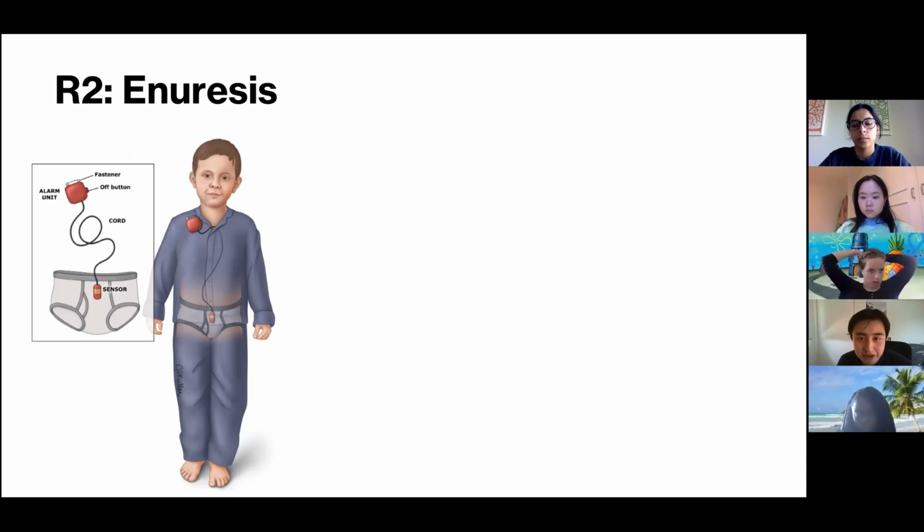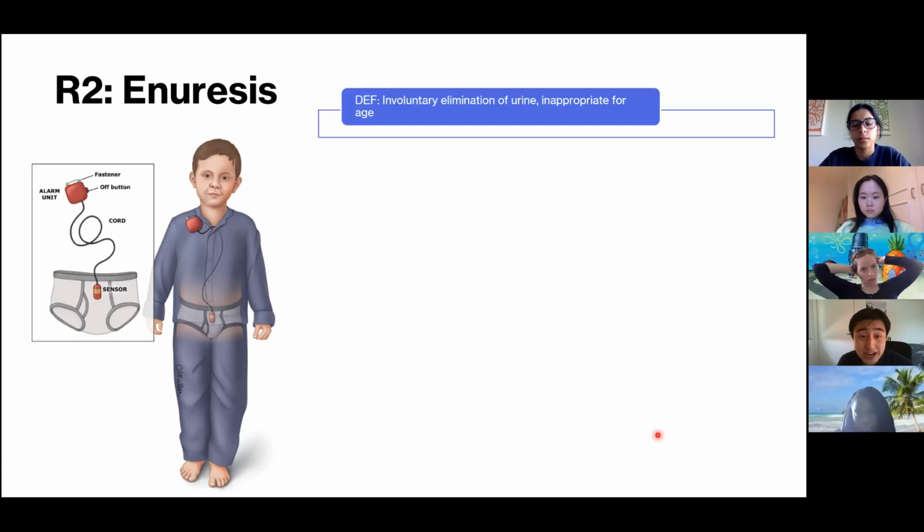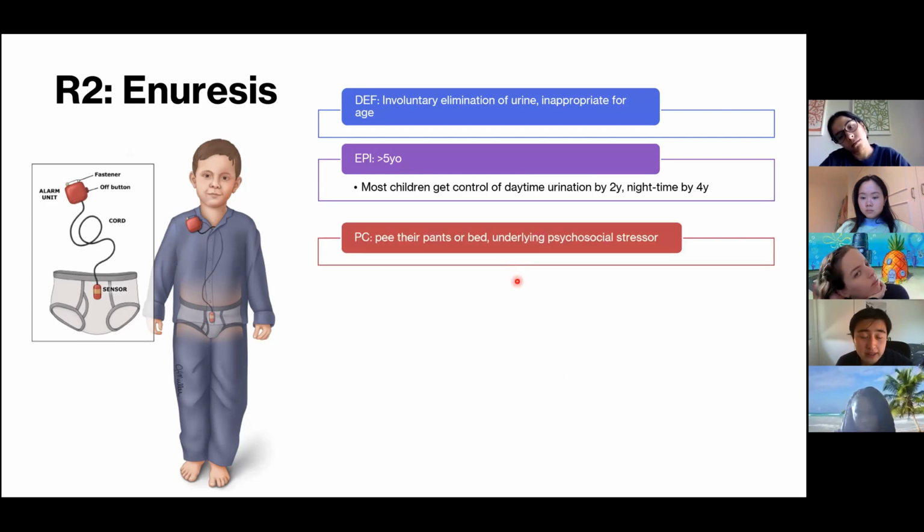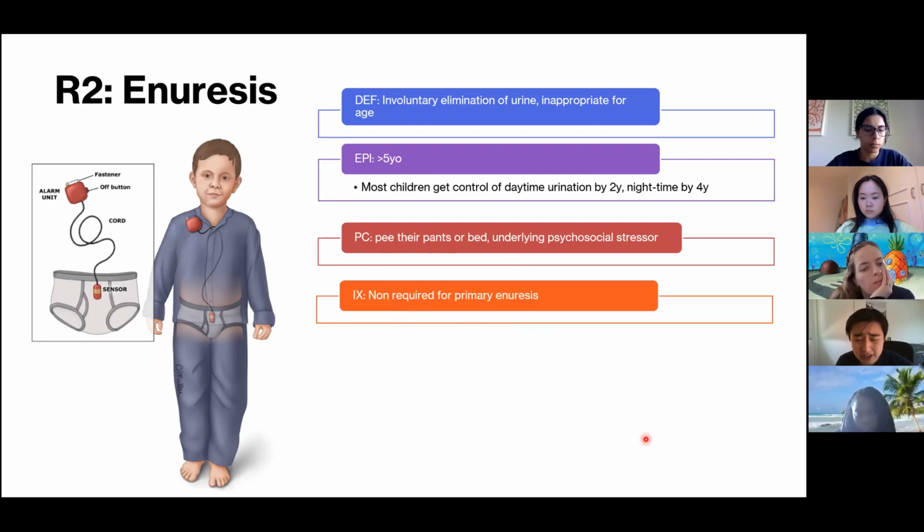But enuresis. Enuresis is essentially involuntary elimination of urine inappropriate for age. You can only diagnose it in children older than 5, because any younger than that, maybe they haven't had a chance to gain their bladder control. The main presenting complaint is they pee their pants, and there might be an underlying psychosocial stressor as well. For investigation, you don't really need to investigate it if it's primary. What I mean by that is, if they have never gained bladder control at night, then it's called primary, and you don't need to investigate it.